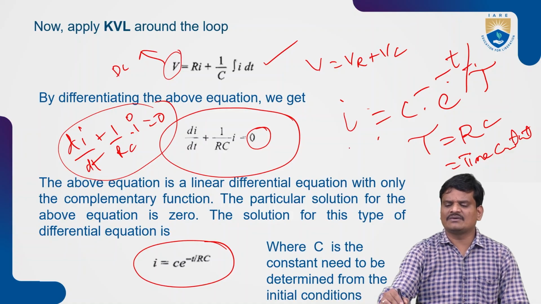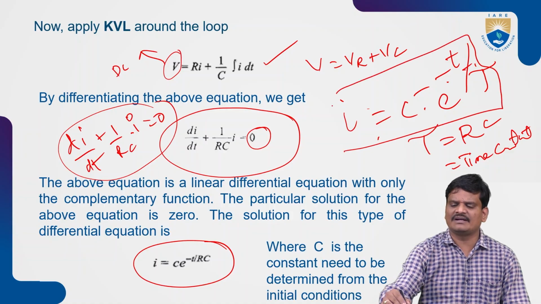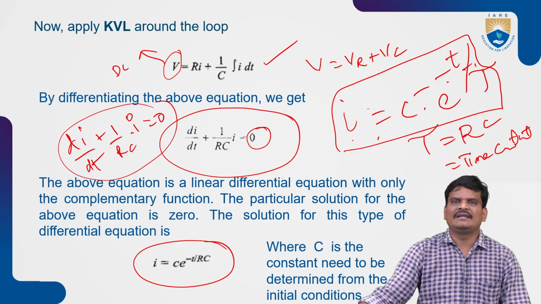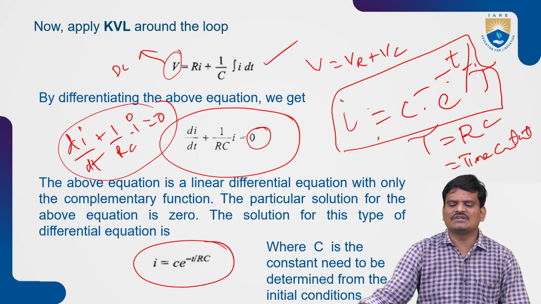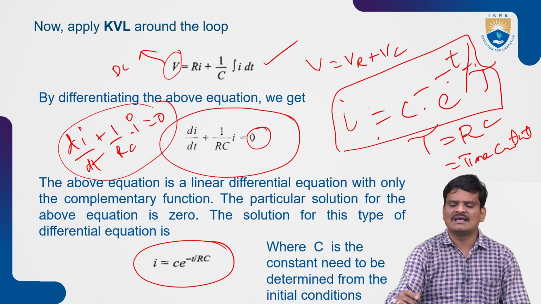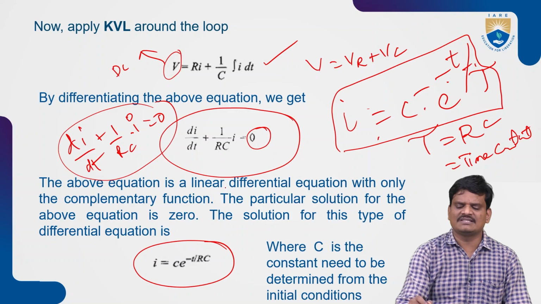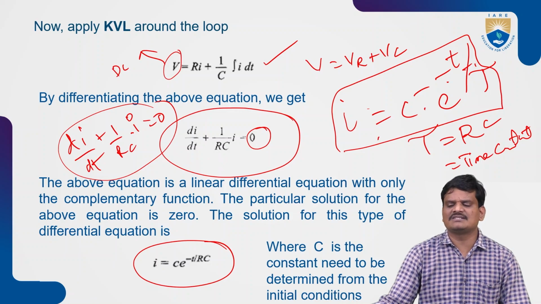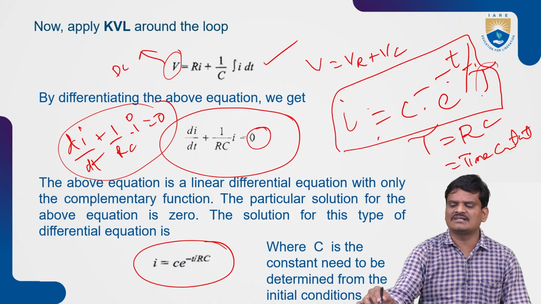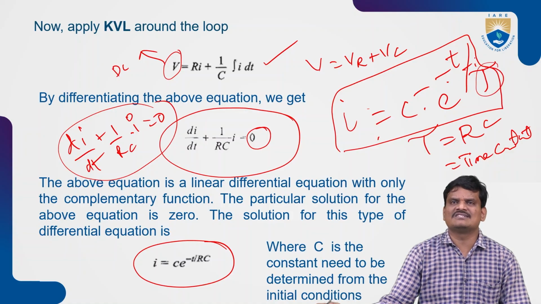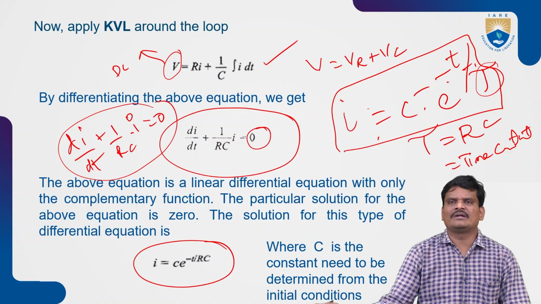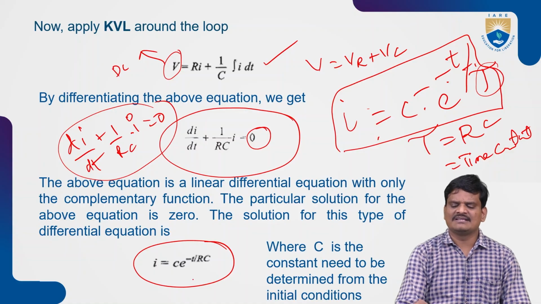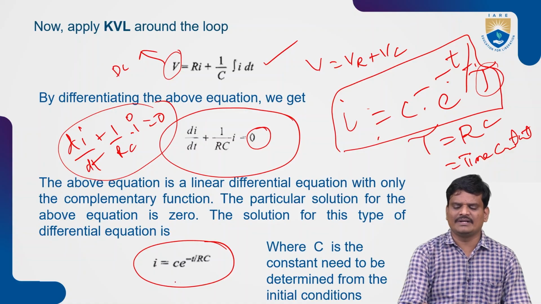How did I get this particular expression or complete solution for the current here? By taking the linear differential equation approach. So the solution for the above linear differential equation in general can be considered as I equal to some constant C into e to the power of minus t by RC, or else I can replace the value of RC with tau, where tau is considered as a time constant. C is nothing but a constant that needs to be determined.